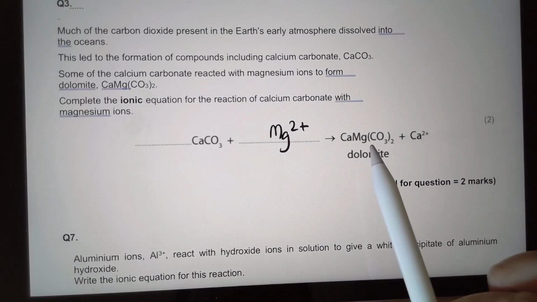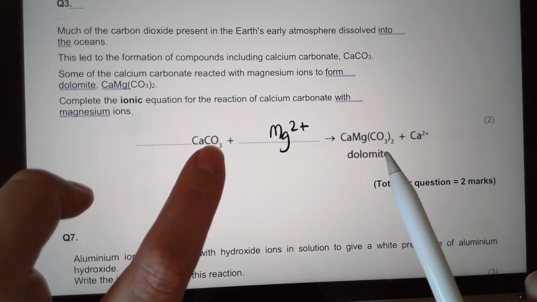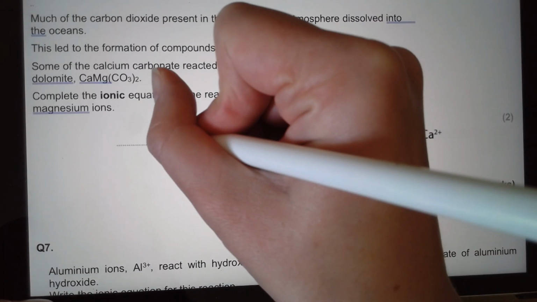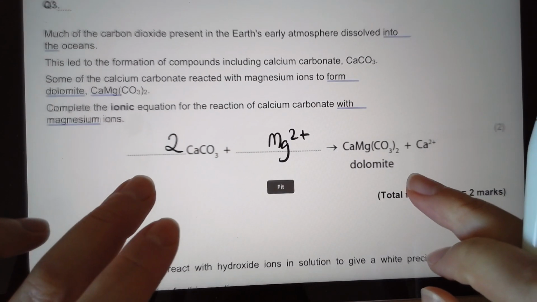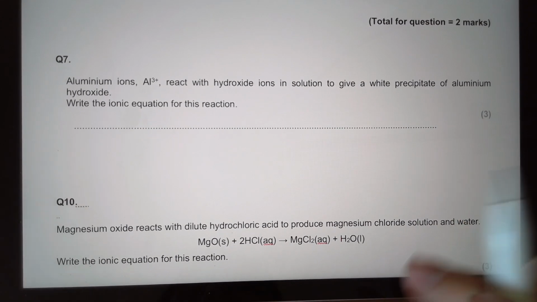So I've got 1 magnesium on each side. I have got 1 carbonate there, but I've got 2 carbonates there. So I'd need a big 2 here. And then I've got 2 calciums on the left, 1 and 2, 2 calciums on the right. So now it's balanced.